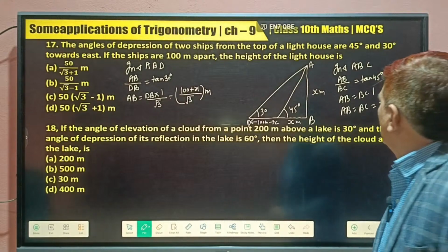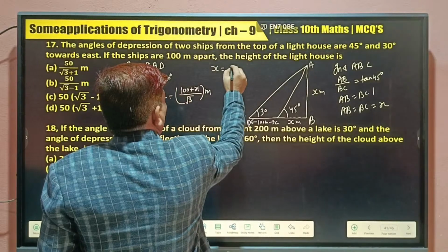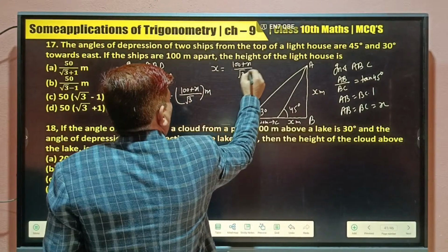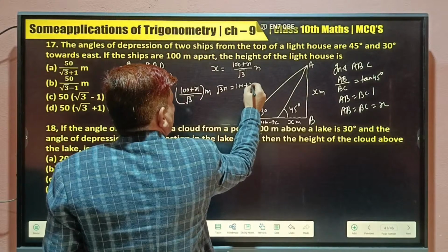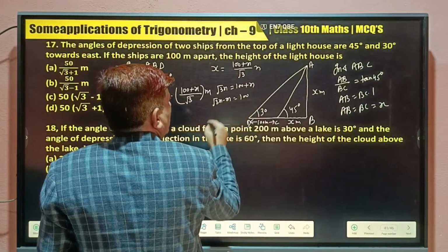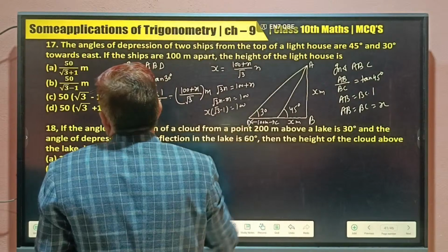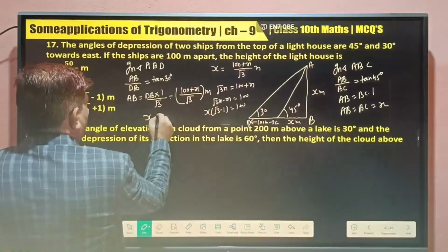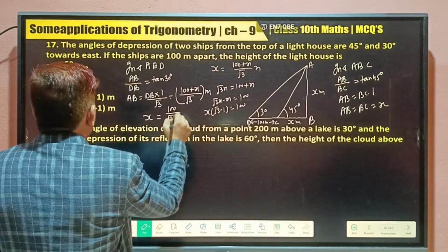So find out value. From here, x is equal to 100 plus x by root 3. Bring in that side and root 3x is equal to 100 plus x. Bring in that side and root 3x minus x is equal to 100. Which one is common? X. And x into root 3 minus 1 equal to 100. Yes or no? So what's your x? X is equal to 100 divided by under root 3 minus 1.